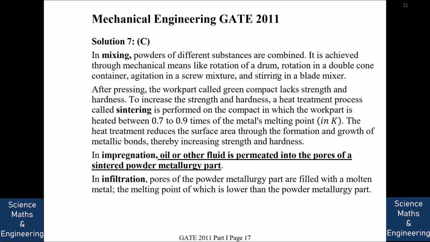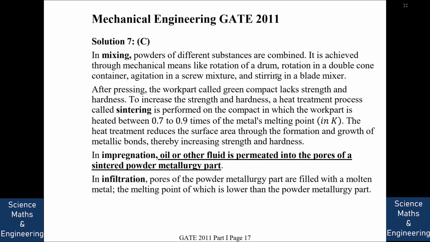So we do heat treatment called sintering, where we heat it between 0.7 to 0.9 times the metal's melting point in Kelvin, and then the surface area decreases and there is formation of bonds, so the metallic bonds are being made, and this increases the strength and hardness.